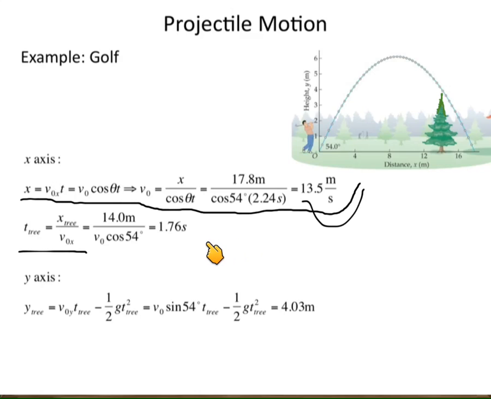The next step is that you will plug this time in the y equation. That's it, right? If you put this in the y equation, then you can find the height of the ball right at this time, and it will be the height of the tree. If you plug and check this in the y equation, you will find the height of the tree as 4.03 meters.